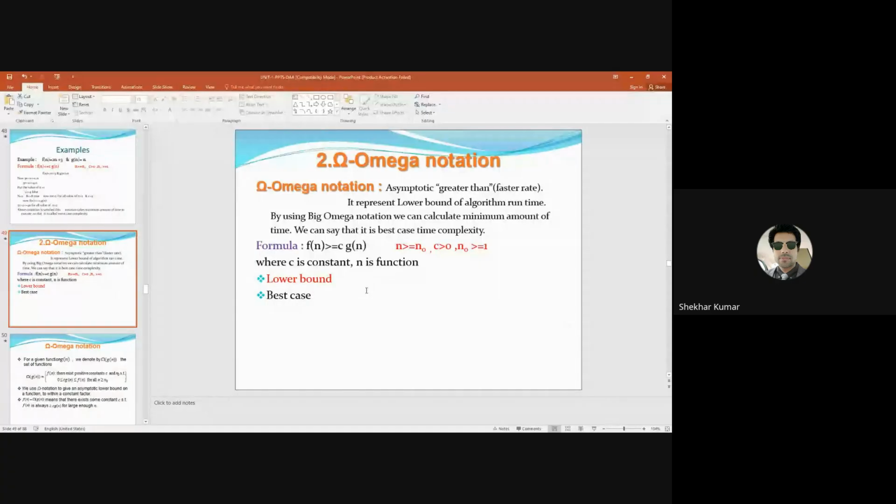Now it is visible. Omega notation. It always describes the lower bound of the algorithm runtime.